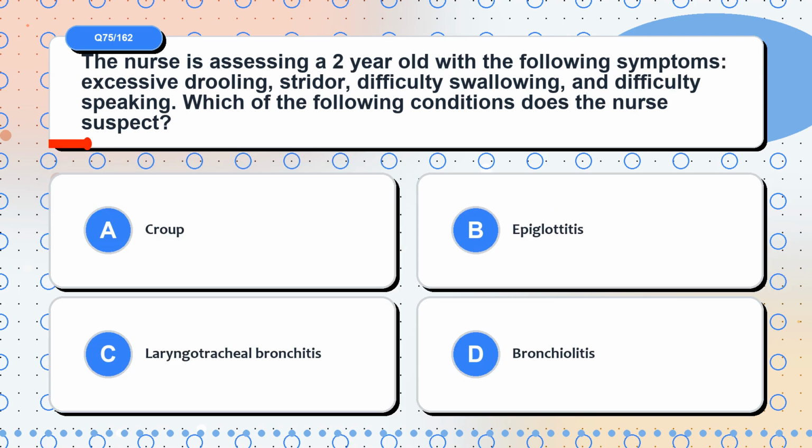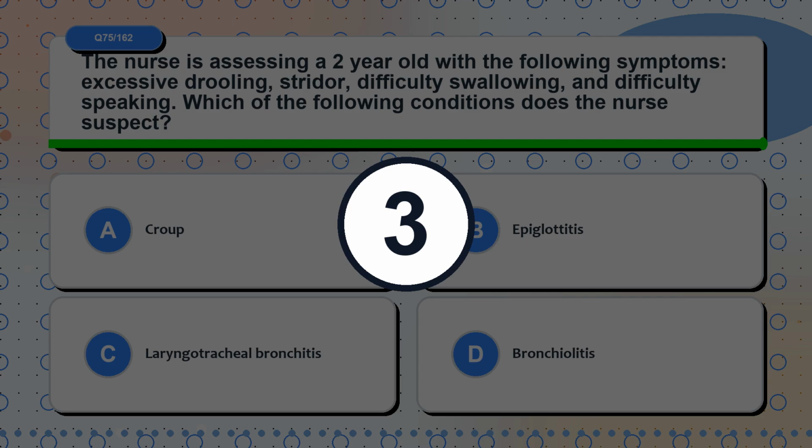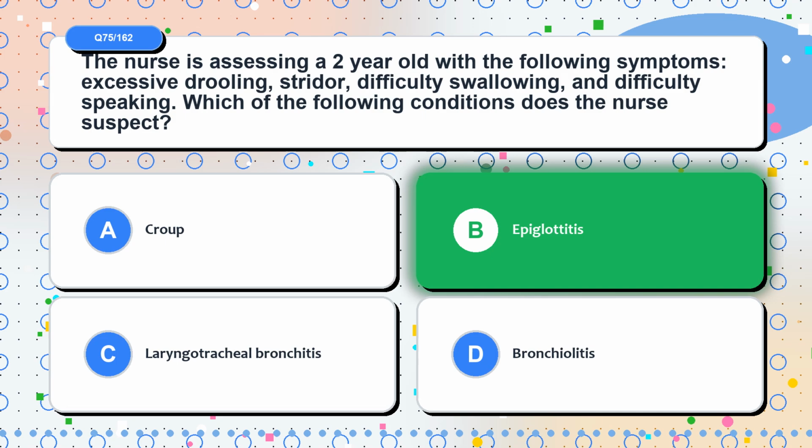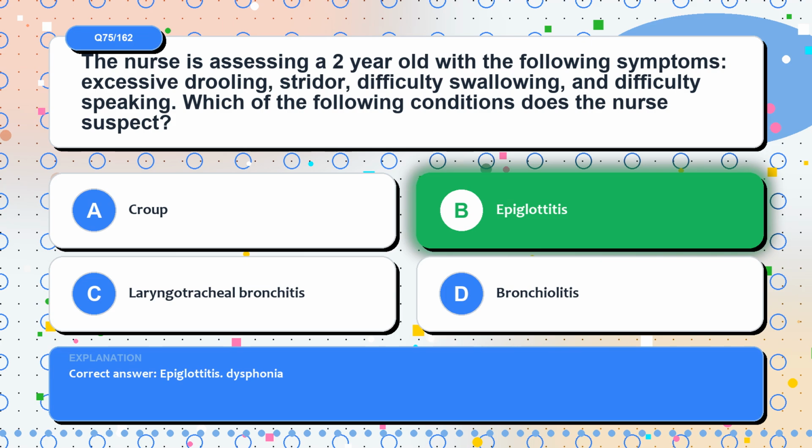Question 75. The nurse is assessing a 2-year-old with the following symptoms: excessive drooling, stridor, difficulty swallowing, and difficulty speaking. Which of the following conditions does the nurse suspect? Here are the options. Option A. Croup. Option B. Epiglottitis. Option C. Laryngotracheal bronchitis. Option D. Bronchiolitis. The correct answer is option B. Epiglottitis. Correct answer. Epiglottitis dysphonia.